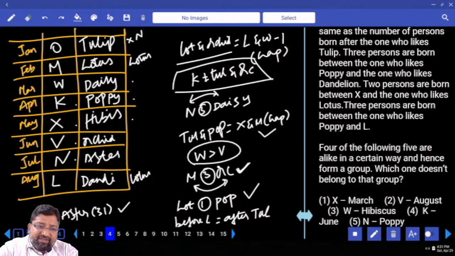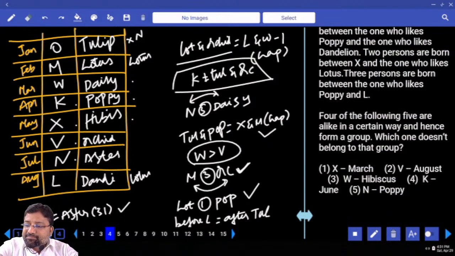It says 4 out of the following 5. Look at it once. X, March, a gap of 1 person in between them. B and August, also there is a gap of 1 month in between them. W and hibiscus. K and June, also 1. N and poppy, there is a gap of 2 months.